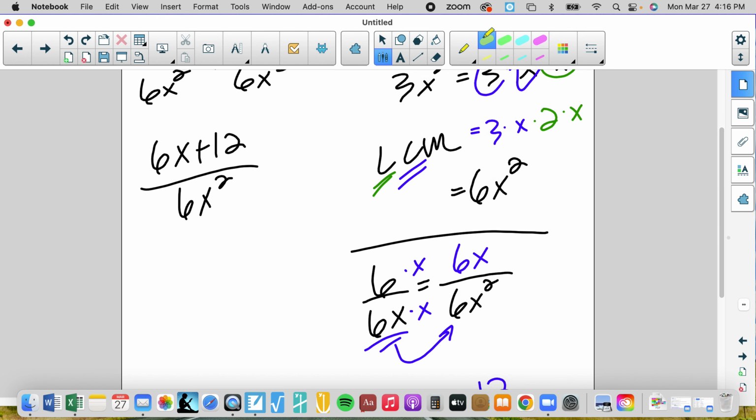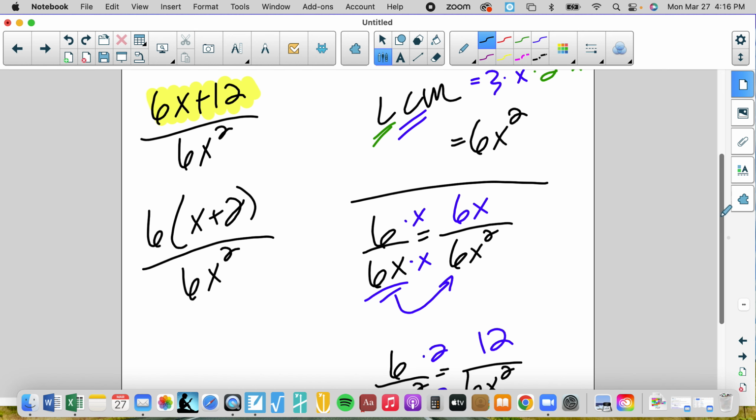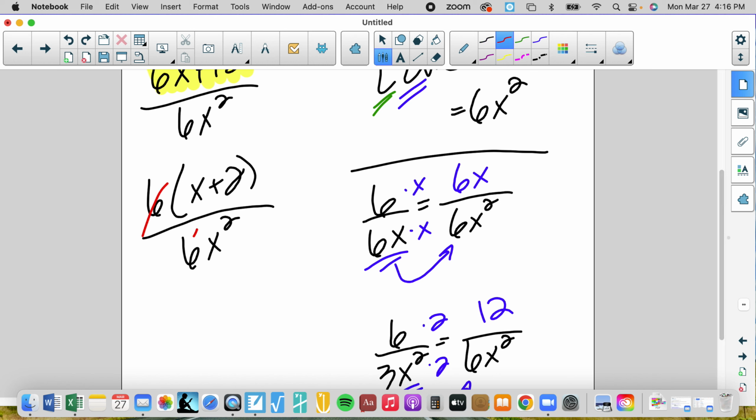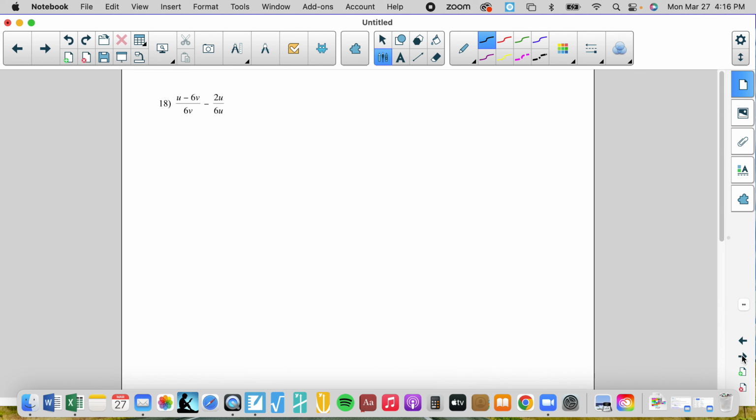Can we factor? Is there a common factor amongst 6x and 12? Yep. Let's factor out a 6. We get x plus 2 over 6x squared. We're going to cancel the 6's. That leaves me with x plus 2 over x squared. That's my answer. I can't cancel the x's because 2 is being added to the numerator x. That's a good one. That's one of my faves.